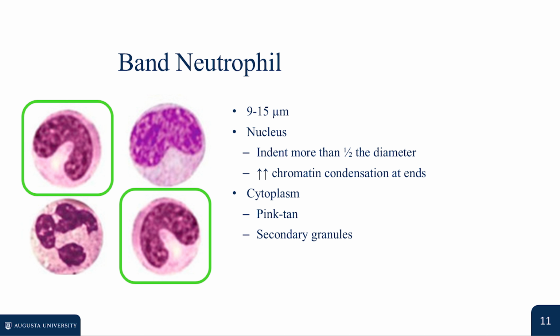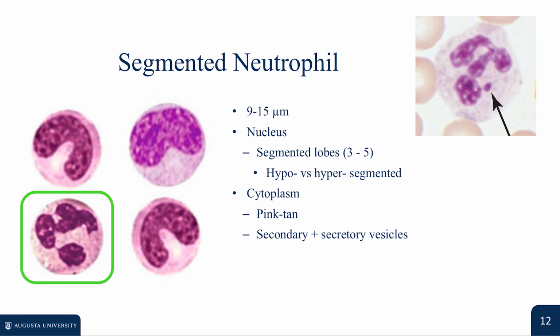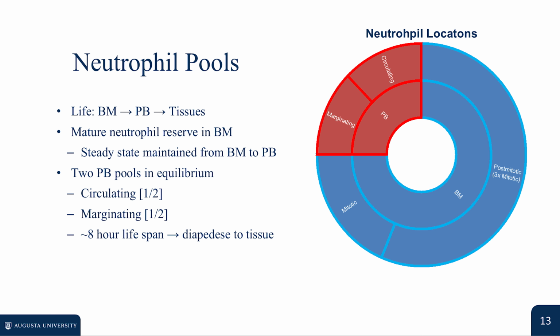Its nuclear indentation is greater than half the nuclear diameter, showing marked chromatin condensation at both ends without thin filaments. Finally, the mature segmented neutrophil measures 9 to 15 micrometers and possesses 3 to 5 nuclear lobes connected by delicate thread-like chromatin filaments. Hyposegmented nuclei with 2 or fewer lobes indicate Pelger-Huët anomaly, whereas hypersegmented nuclei with 6 or more lobes signify megaloblastic anemia.